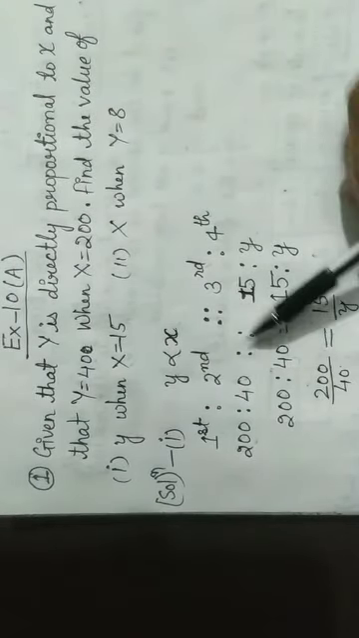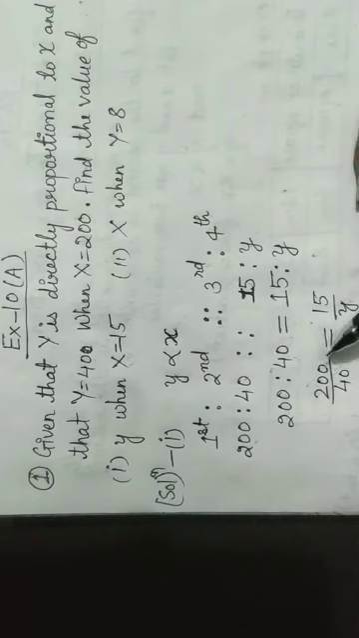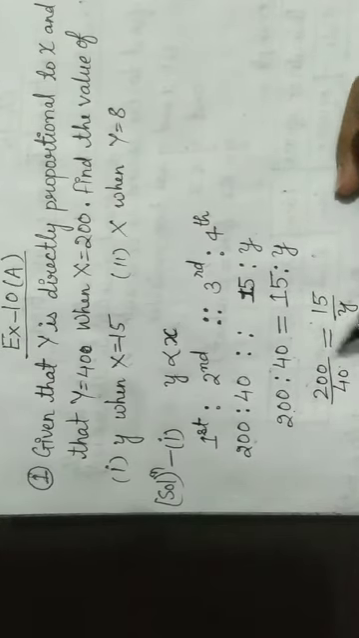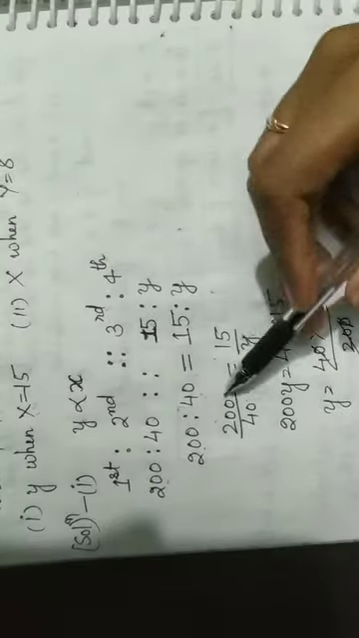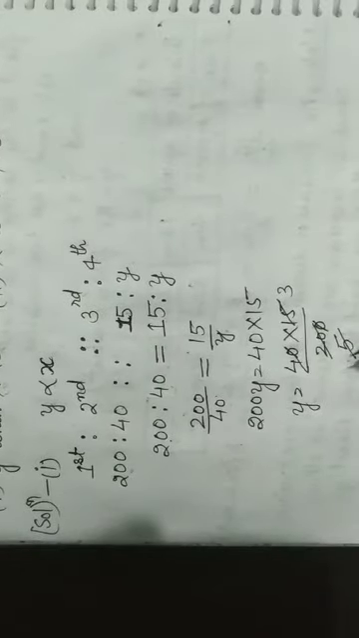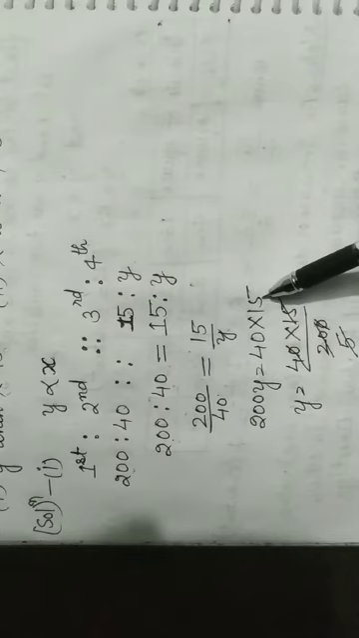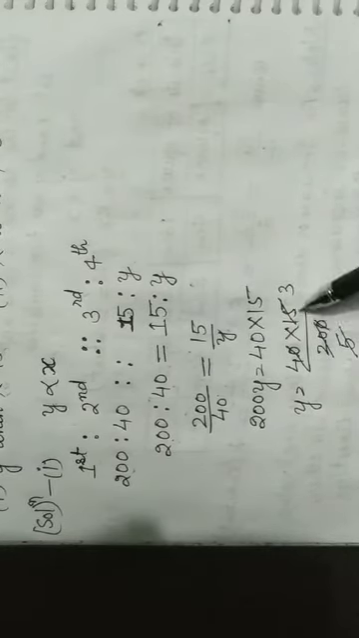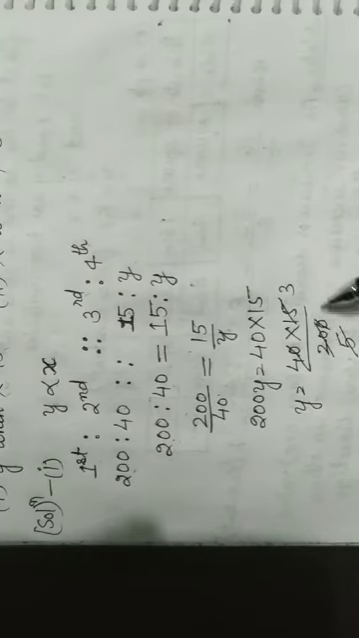After putting it in ratio, we write it in fractional form: 200 upon 40 equals 15 upon y. After cross multiplication, we write 200y equals 40 into 15. So y equals 40 times 15 upon 200. After solving the values, we get y equals 3.